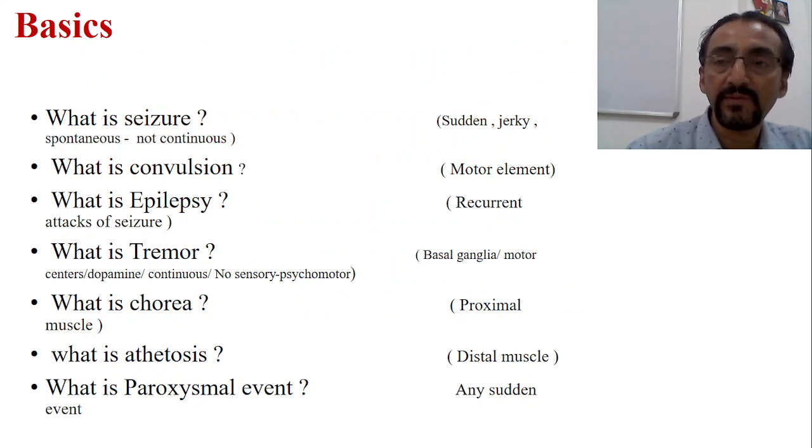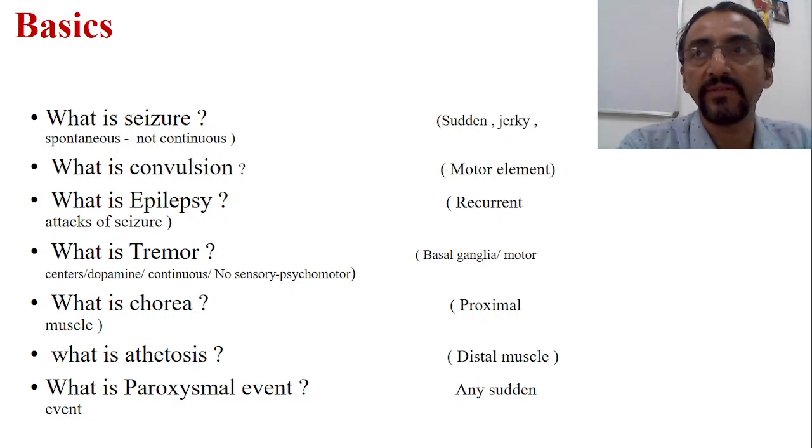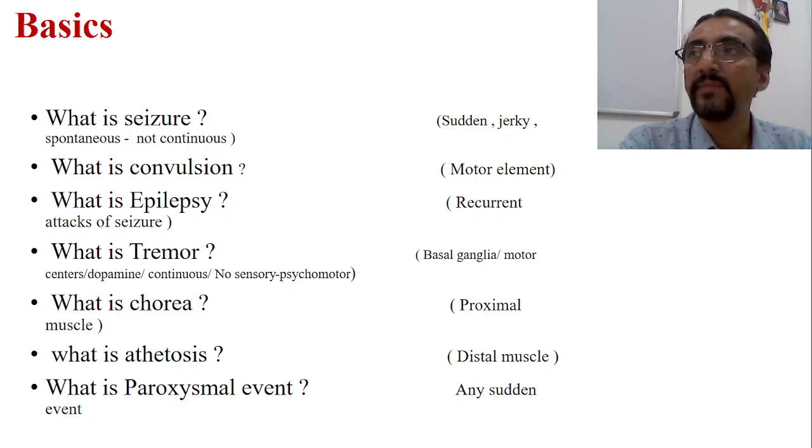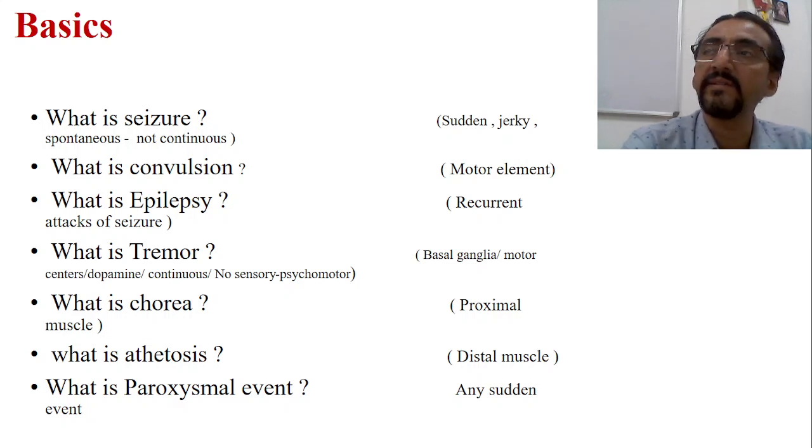So let us start with some of the basics. It may take some time, but it is better to understand the basics so that things will be very clear. Now, in common medical practice, usually we come across different types of words, isn't it? For example, we use the word seizure. Many times we use the word convulsion, and many times we use the word epilepsy. Then there are tremor, chorea, athetosis, paroxysmal event. So these are some of the common words which are used whenever we discuss convulsive disorders or epilepsy syndromes, etc.